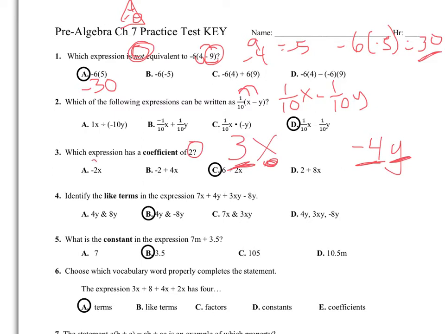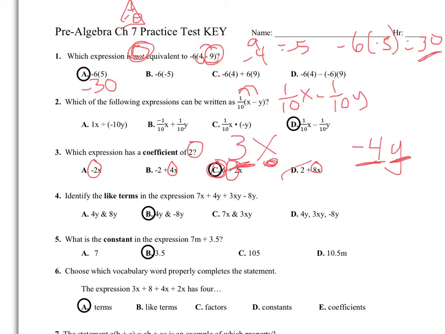All right, this coefficient here is negative 2. Coefficient here is a positive 4. This coefficient, if I didn't scribble over it, would be a positive 2. There we go. Coefficient here would be 8. That's why that one's not right. So C is the correct answer.